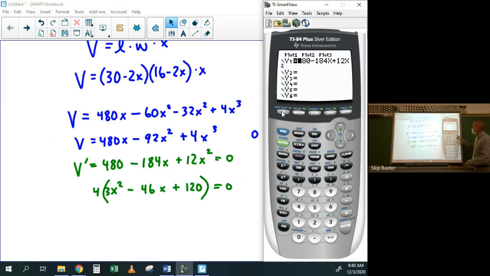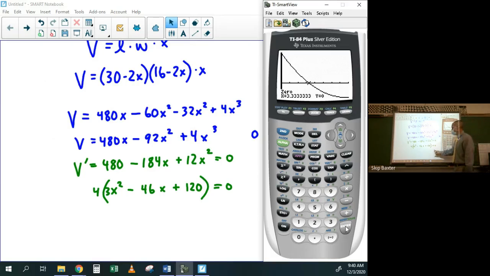In my brain, I'm going, whoa, why isn't there a maximum? This isn't f of x, this isn't the volume, this is v prime. So we just want to know when it's 0. It's definitely 0 right there. All right, so calculator, 0, left bound, right bound, and yes. So it's 3.333. This must be factorable, but who cares?